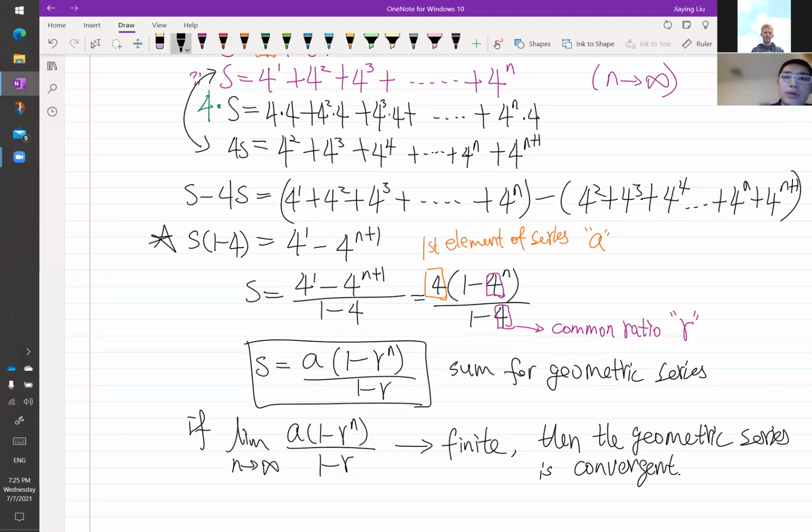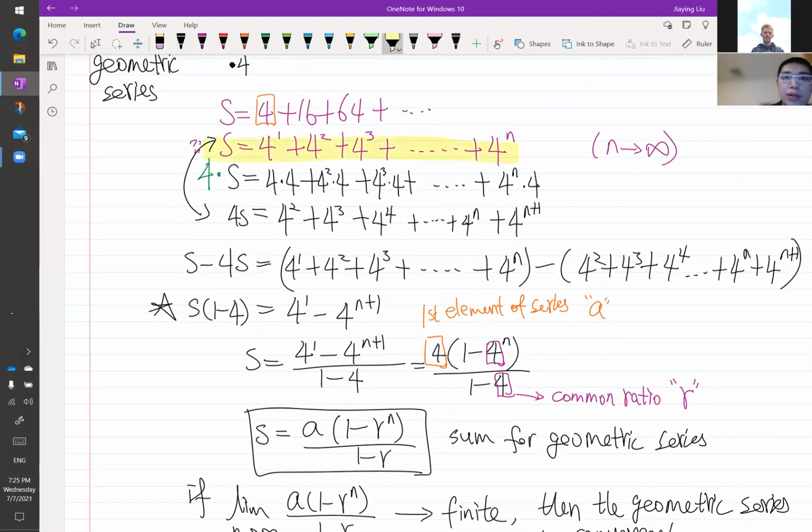Well, we're subtracting, right? We have this series is the one that we're looking for. And this series is 4 times that, the ratio times that series. And I'm just subtracting. I'm taking 4 to the first power plus 4 squared plus 4 cubed, and then minus 4 squared minus 4 cubed minus 4 to the 4th. So all the terms in the middle, 4 squared minus 4 squared cancel, 4 cubed minus 4 cubed. And all the terms that I didn't write out, they cancel. 4 to the n also cancels with 4 to the n. And then in the first parentheses, the only element left is 4 to the first power. The second parentheses, the only element left is 4 to the n plus 1. So I get 4 minus 4 to the n plus 1.